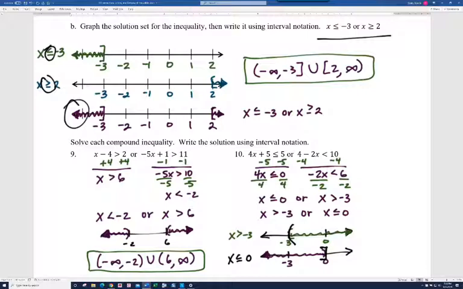And now if you look at these two, with an OR statement, remember we're combining the two sets together. Well, when we combine these two sets together, what do we get? Don't we get everything? And so that's all real numbers. That's how we would say that. And we would write negative infinity to infinity. All right, that's it for this video.